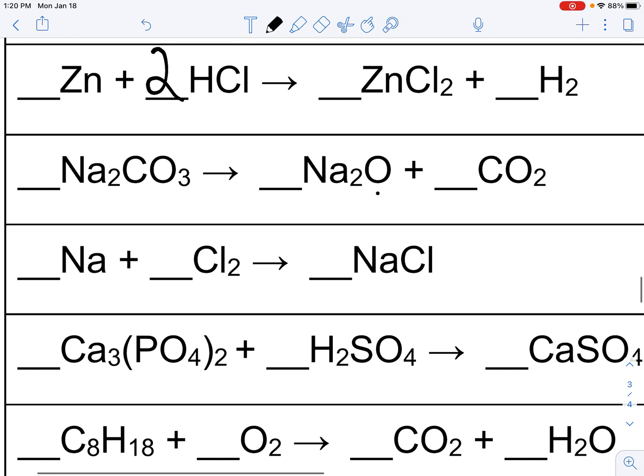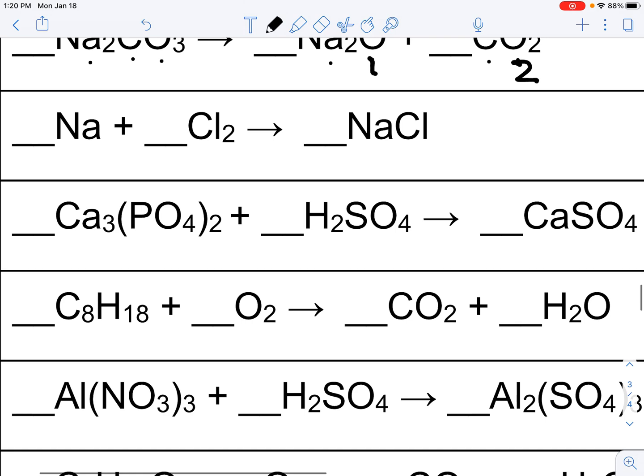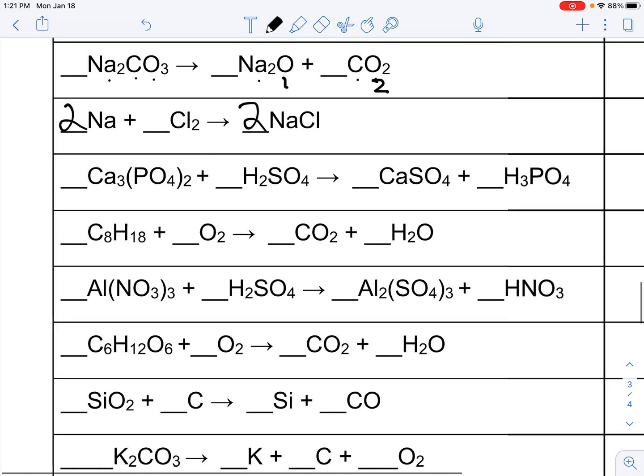Now this one is tough because I got oxygen in 2 spots. So if you see something like that, oxygen in 2 spots, do that last. So here I have 2 sodiums, 1 carbon, 3 oxygens, and 1 plus 2 oxygen gives me a total of 3. So that one's actually balanced how it is. Need a 2 there for Cl, gives me a 2 there for Na.